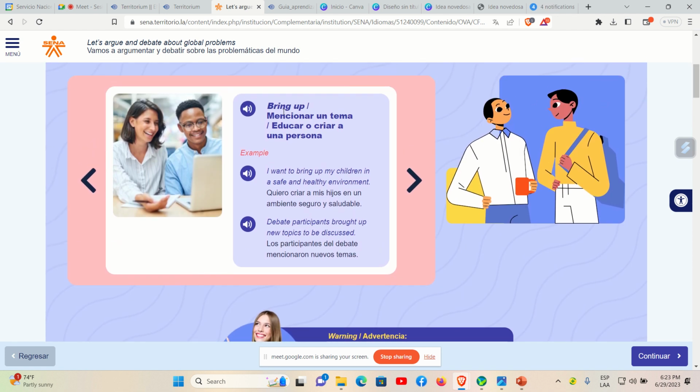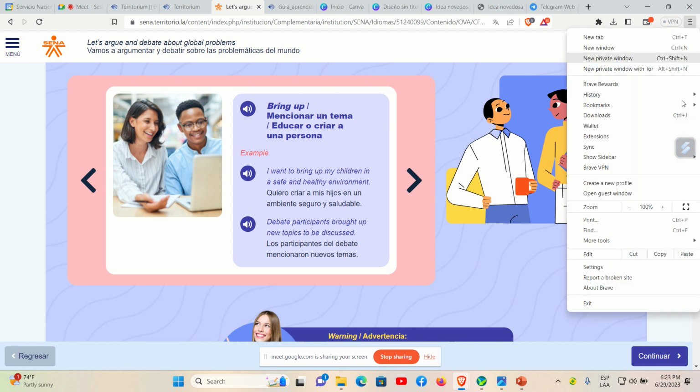So, bring up. Bring up es mencionar un tema, educar o criar una persona. Entonces, I want to bring up my children in a safe and healthy environment. Mira que ese es un buen argumento para alguna problemática. I want to bring up my children in a safe and healthy environment. ¿Sí pueden ver bien o lo pongo más grandecito?